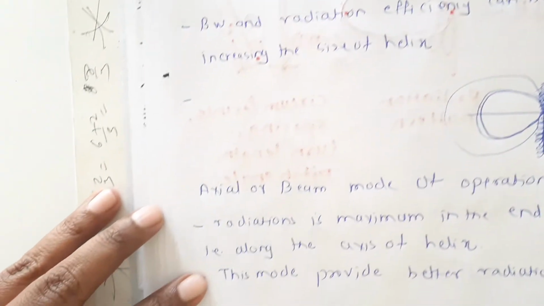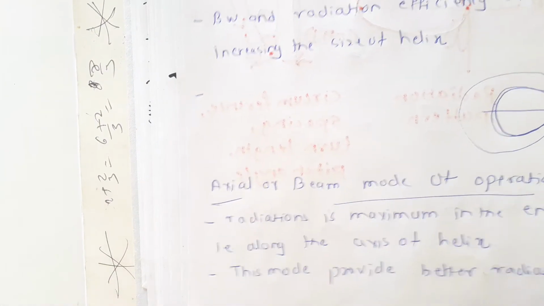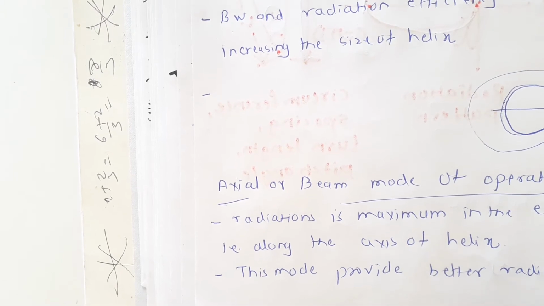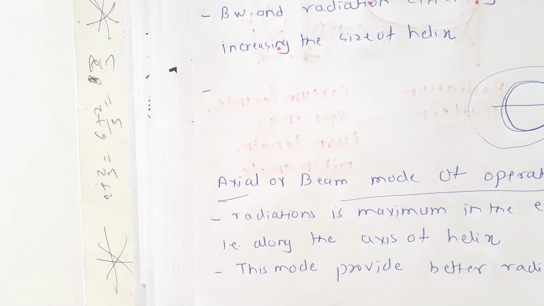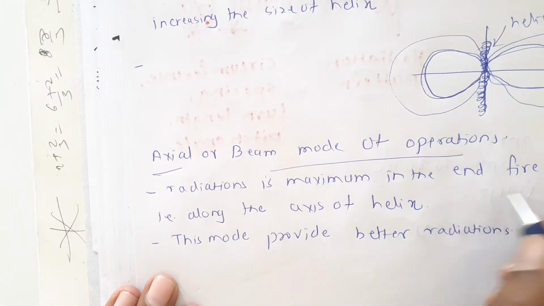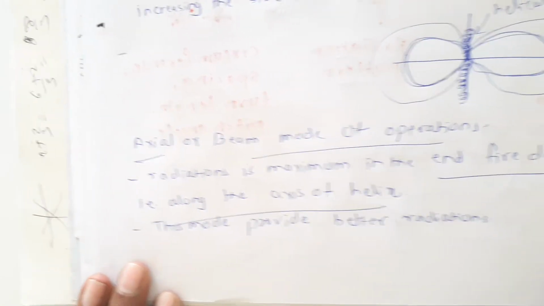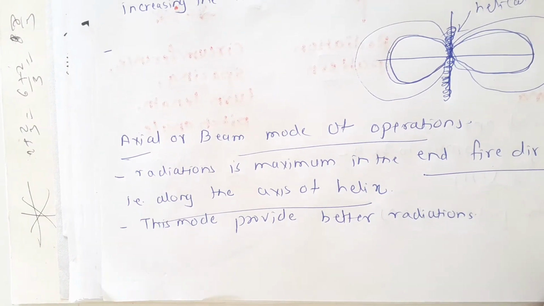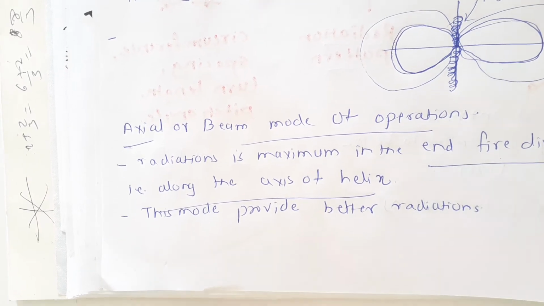Another mode of operation is what? That is the axial or beam mode of operation. So in axial or beam mode of operation, radiation field is maximum in the end fire direction, that is along the axis of the helix, and this mode provides better radiation as compared to the normal mode of radiation.